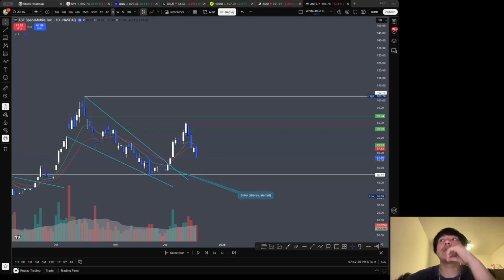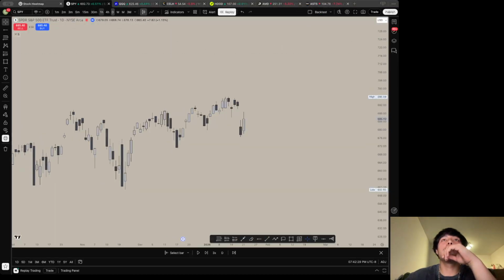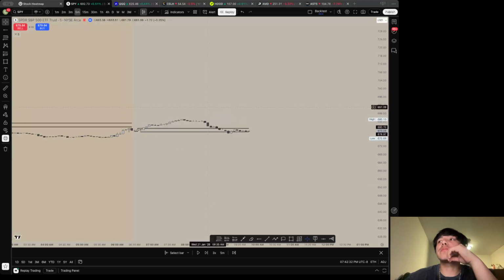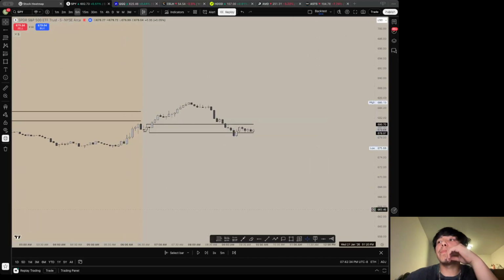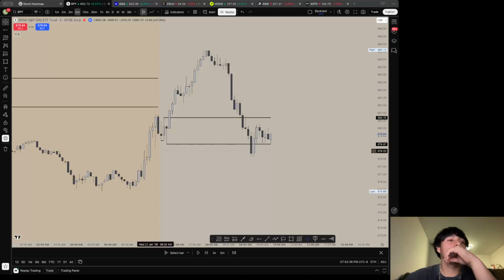Yeah. That's swing trading. But yeah, with day trading, you stay on smaller time frames, and they're more like quicker trades.